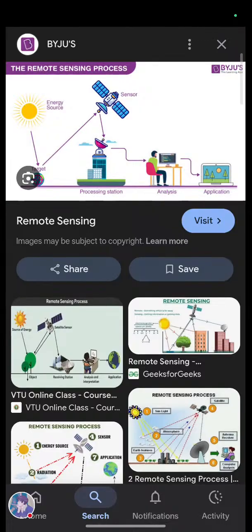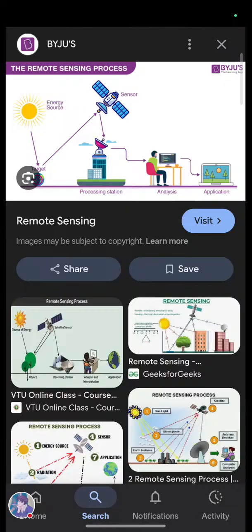So let's start the reading. Types of remote sensing. Remote sensing means collecting information about the earth or any object on the earth without touching it directly.